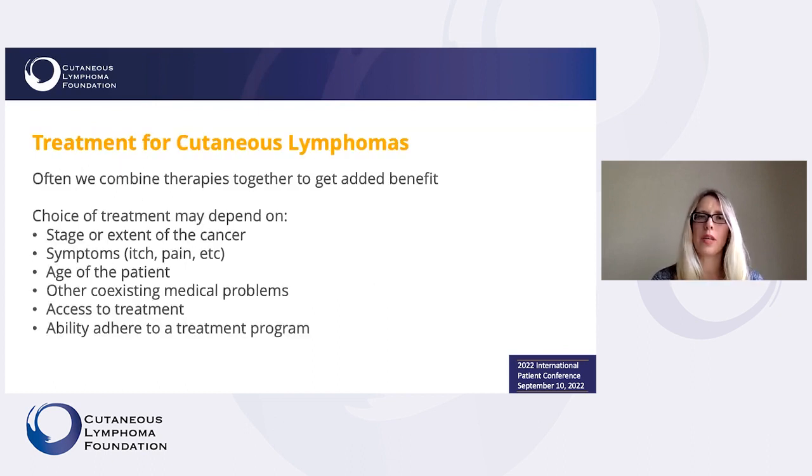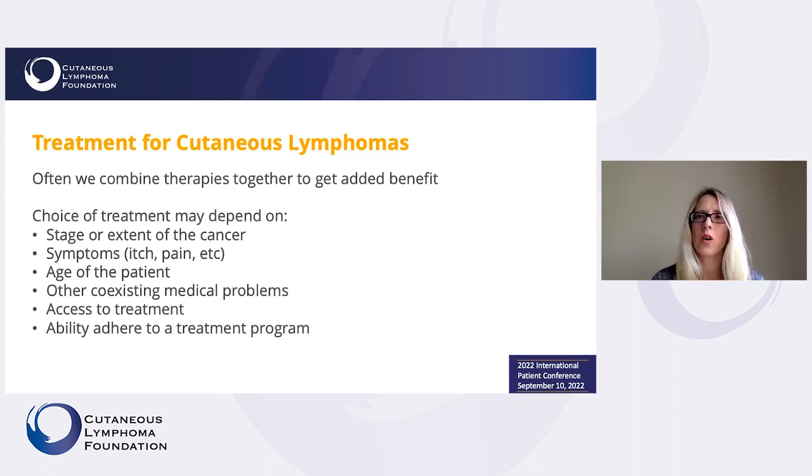Now, with cutaneous lymphomas, oftentimes we combine therapies together. We'll use multiple systemic treatments, or sometimes a skin and a systemic treatment, or sometimes multiple skin-directed treatments to get added benefit and a better outcome. Now, how do we choose which treatment we use for patients? That can be very variable, and it may depend on the stage or the extent of the cancer, whether the cancer is causing symptoms. With cutaneous lymphomas, itch is one of the main symptoms that may lead us to be more aggressive if the itch is limiting your ability to sleep or function.